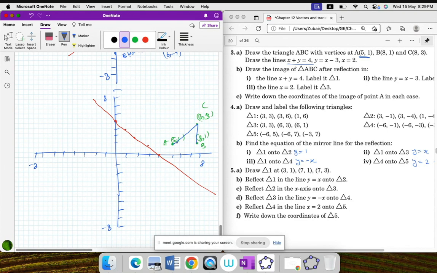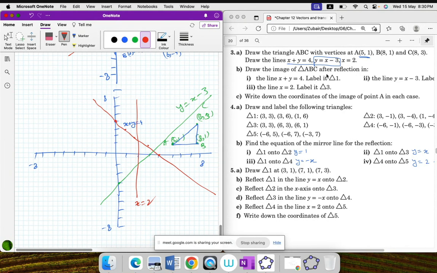So this was the triangle. We draw this line which is x plus y is equal to 4, and the other line is y is equal to x minus 3. So y is equal to x minus 3. It passes through this point and has gradient 1. And the last one is x is equal to 2. So x is equal to 2 is a vertical line passing through x 2.